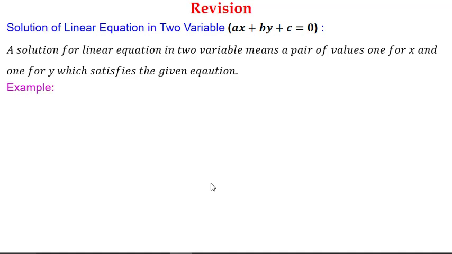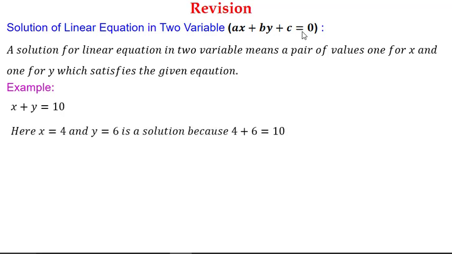For example, x plus y is 10 is a linear equation in two variables. Now ax plus by plus c equal to 0, this is the general form. This is the general way that we write 0 on the right hand side and the rest all on the left hand side. But it is not mandatory. You can write x plus y equal to 10 instead of x plus y minus 10 equal to 0. Or you can write x equal to minus y plus 10. So they are all linear equations in two variables.